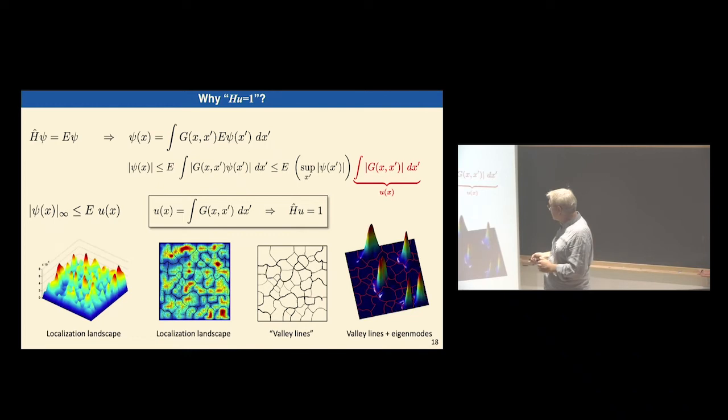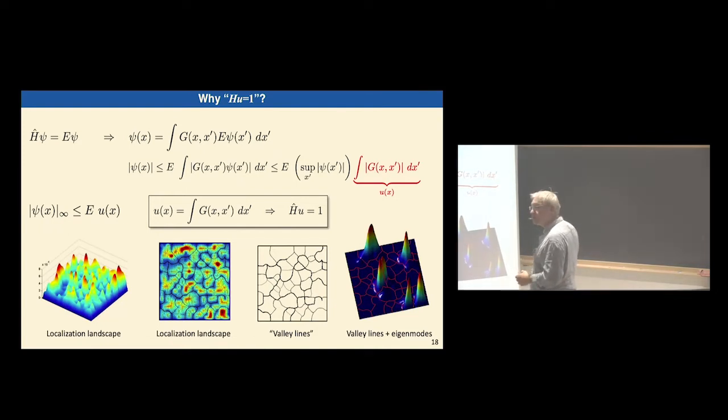So that's basically the scheme. You take the localization landscape, you look from above at the localization landscape, you look at the valleys. What are the valleys? It's the places where u is small. And when u is small, it's going to constrain the eigenfunctions, and even more the low energy eigenfunctions, to have small amplitude. So these are the regions where it's very difficult for the eigenfunctions to oscillate with a large amplitude.